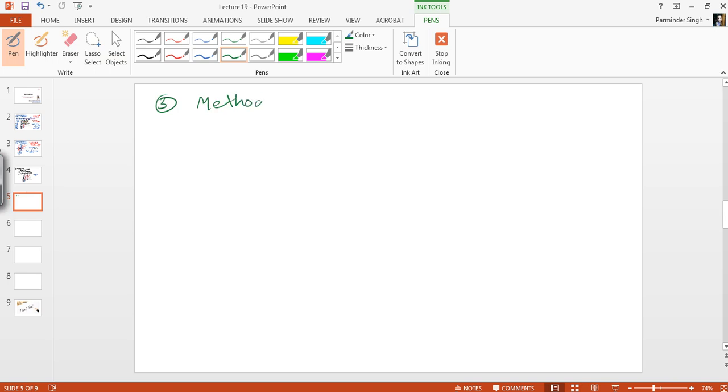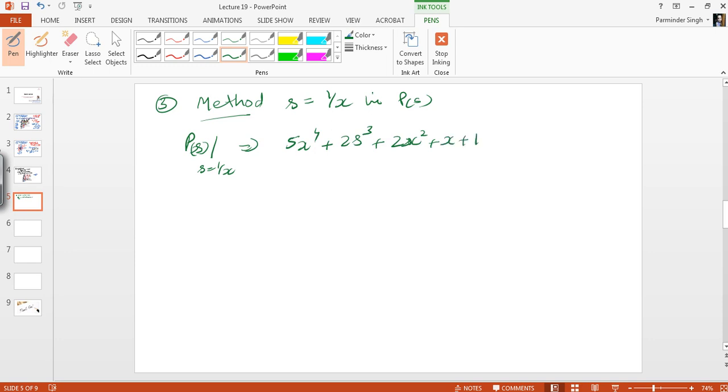Then comes the third method, where we substitute S equal to 1 by x in the polynomial equation. So our polynomial equation, P(S), when we substitute S equal to 1 by x, becomes 5x4 plus 2x cube plus 2x square plus x plus 1 equal to 0. It becomes this when we substitute S equal to 1 by x. Now we prepare an array.